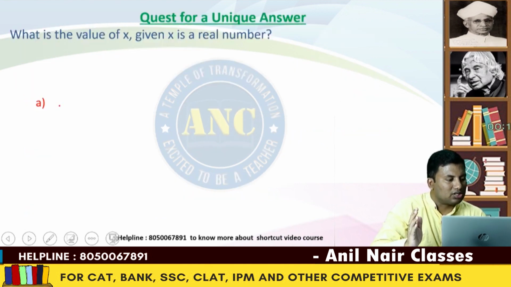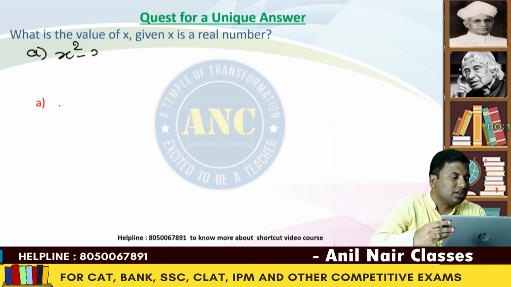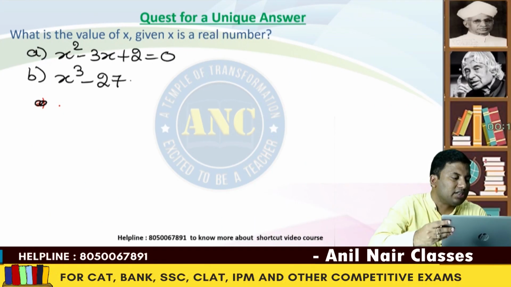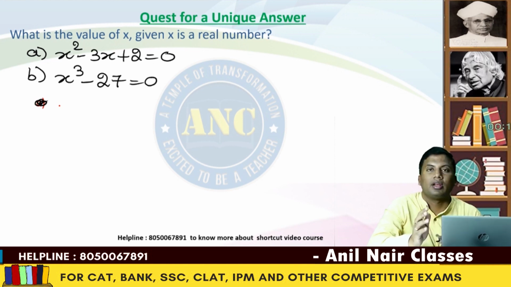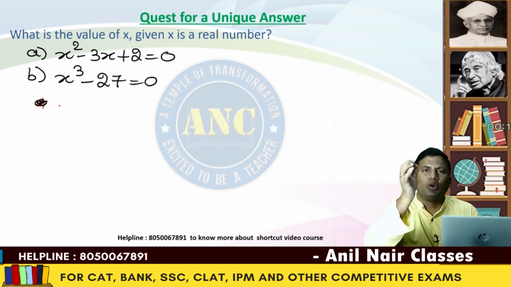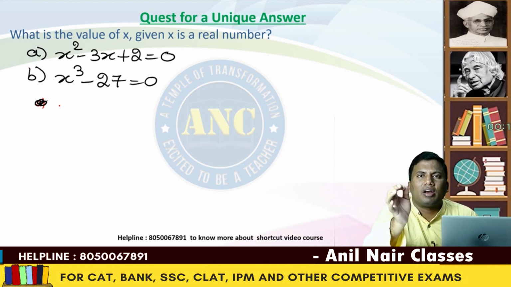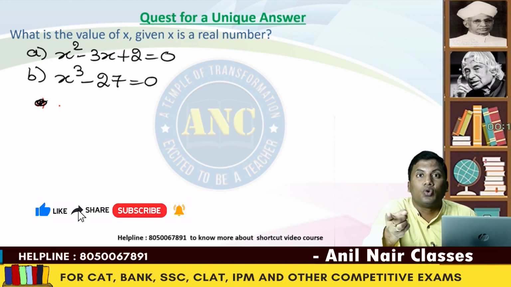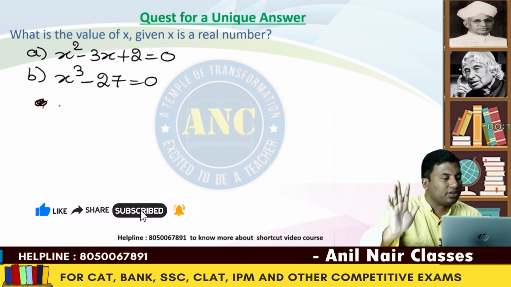Now I think this question is missing. Let me take it. The question: statement A is x square minus 3x plus 2 equivalent to 0. Statement B is x cube minus 27 equivalent to 0. Listen carefully to every slide. There are a lot of YouTube channels which will tell you how to solve a problem. I will tell you how you can develop a question, and what are the mistakes that you will make while solving a question.